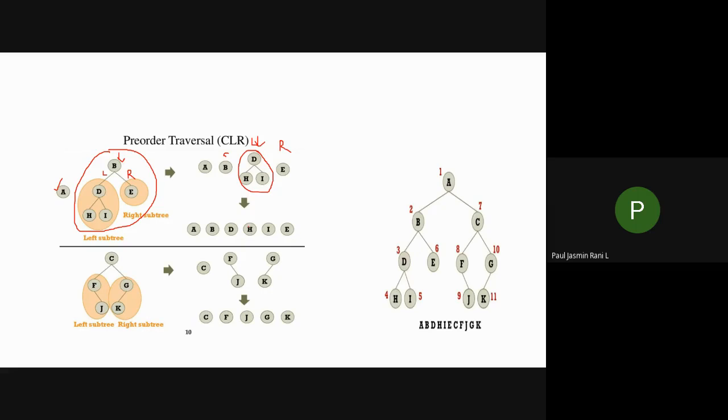Similarly, after completing your left subtree, you have to give the preference to your right subtree. This is the right subtree of your main root node, that is your A root node. Now, similarly, this particular right subtree is categorized into a left subtree and a right subtree. Again, you have to do it like this: C, L, R. So finally you'll get an answer like this.